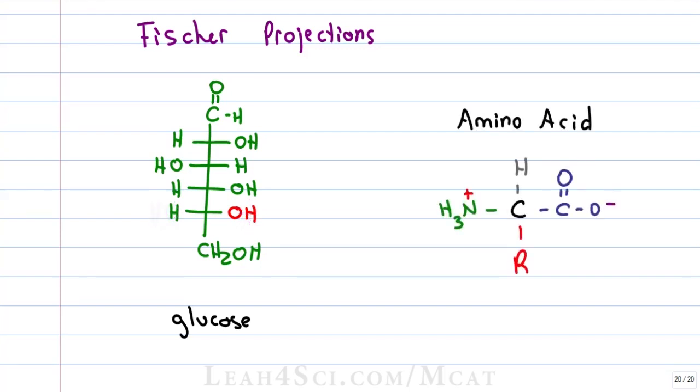If we want to show amino acids in a Fischer projection, the first thing we want to do is find the OH group. But amino acids don't have an OH group. They do have a carbonyl, which we can put at the top. But what do we use to determine if it's D or L? If we don't have alcohol, we're going to use the amine group, the nitrogen, instead.